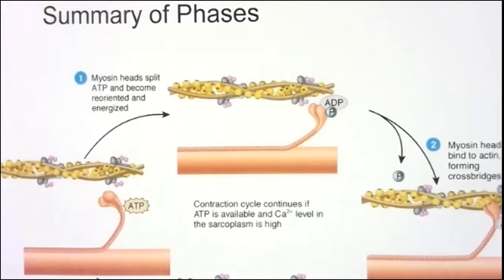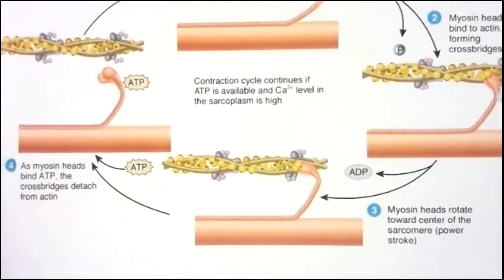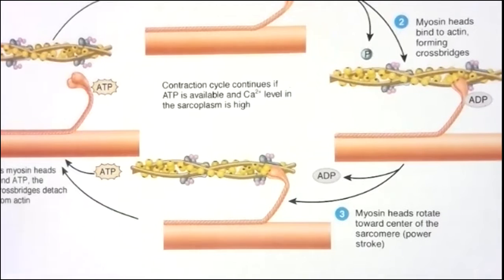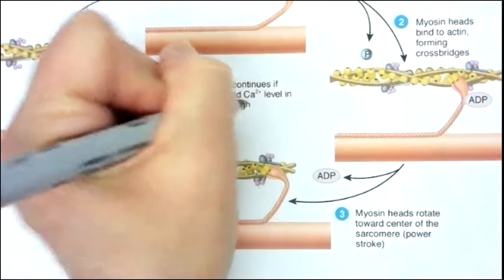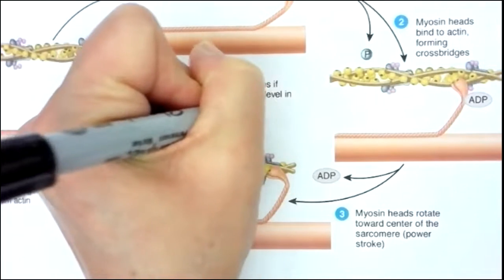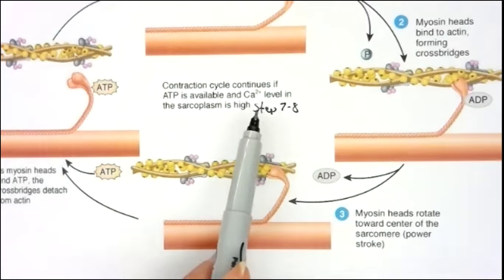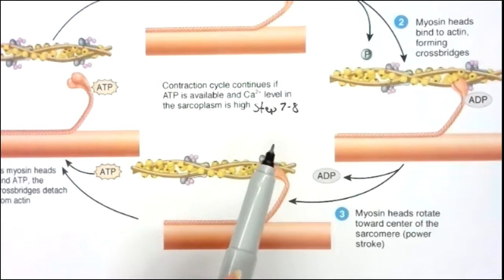Okay, so let's wrap up with this summary page. So if we look, we can kind of look at this in a different way. So steps 7 through 8, the contraction cycle continues. So we have calcium levels in the sarcoplasmic reticulum are high. So this is steps 7 and 8, and the calcium leaves the sarcoplasmic reticulum.